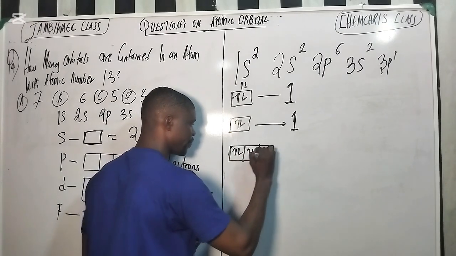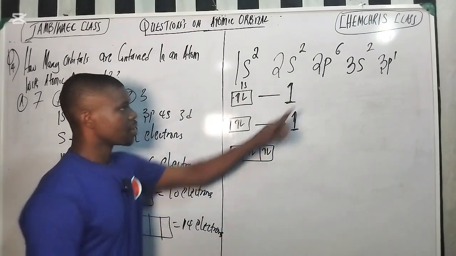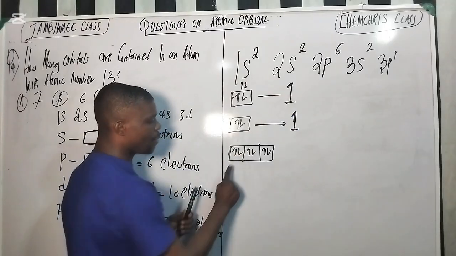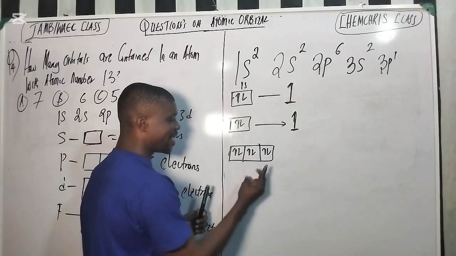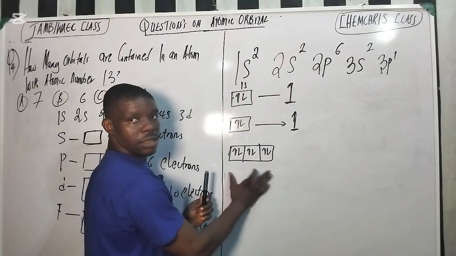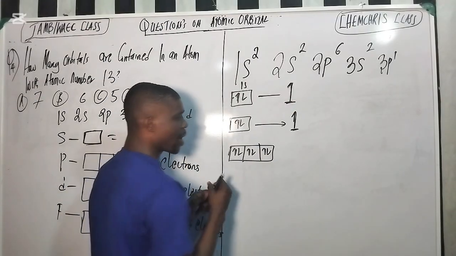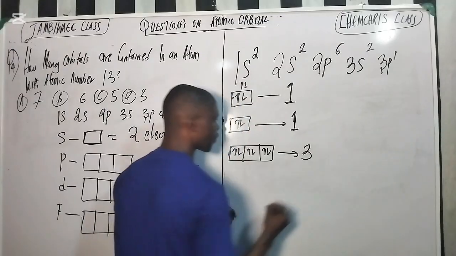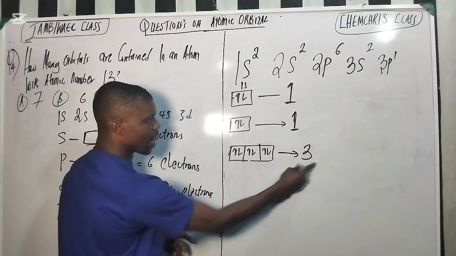1, 2, 3, 4, 5, 6. Right? Here we have 6 electrons. How many orbitals do you have here? 1, 2, 3. Here, p has 3 suborbitals. So here we have 3. 1, 2, 3. Here we have 3.